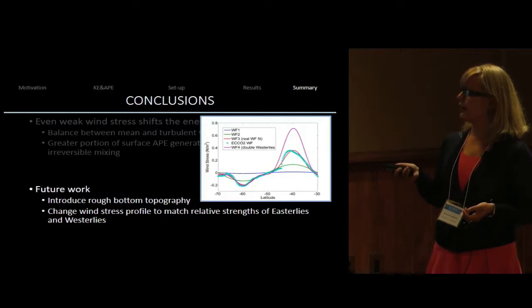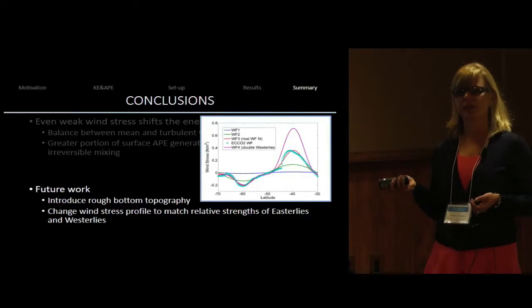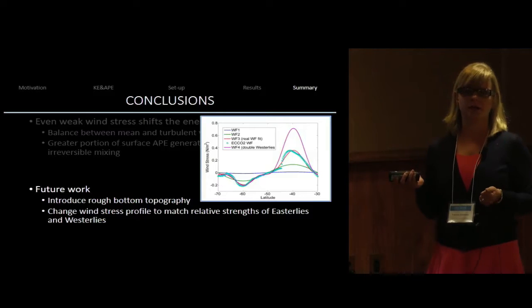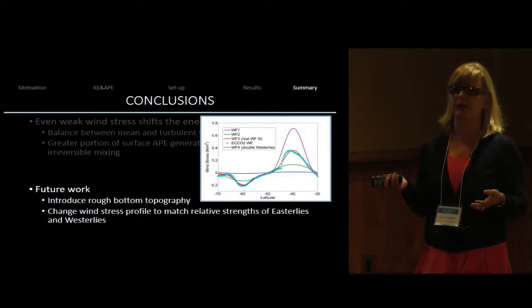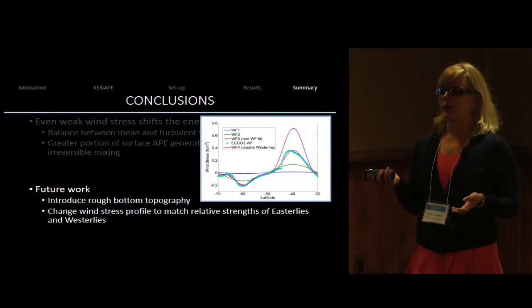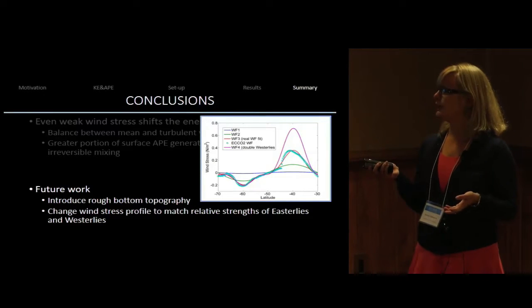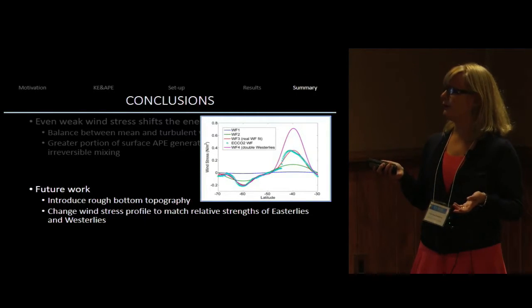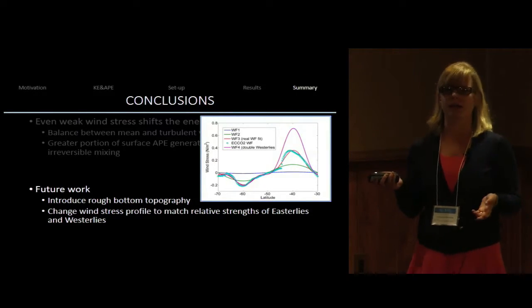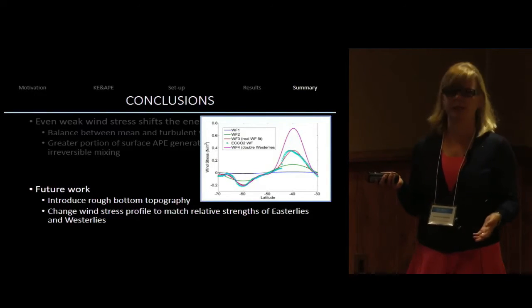On top of that, I'm planning to run another run which matches the strength of the easterlies but doubles the strength of the westerlies, which is something that certain papers in climate change have found might be a result of climate change. And we would like to know how that will impact the mixing in the ocean as the westerlies strengthen.